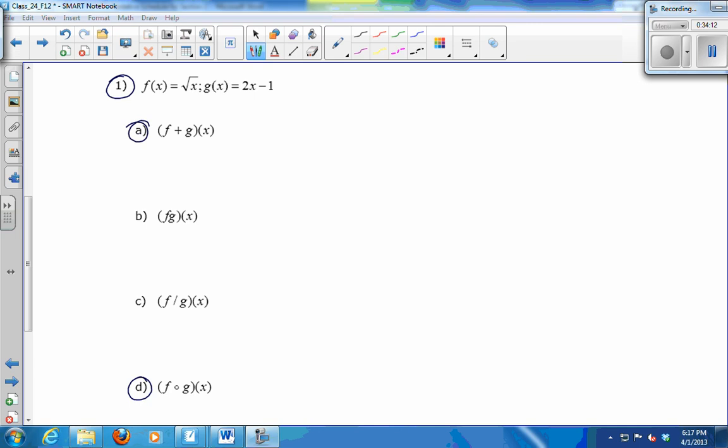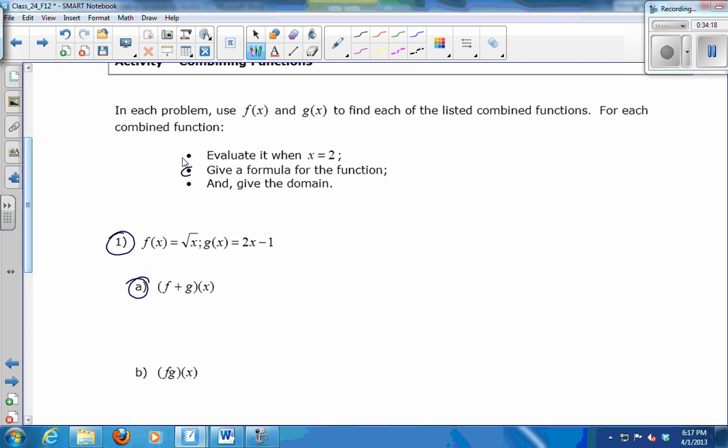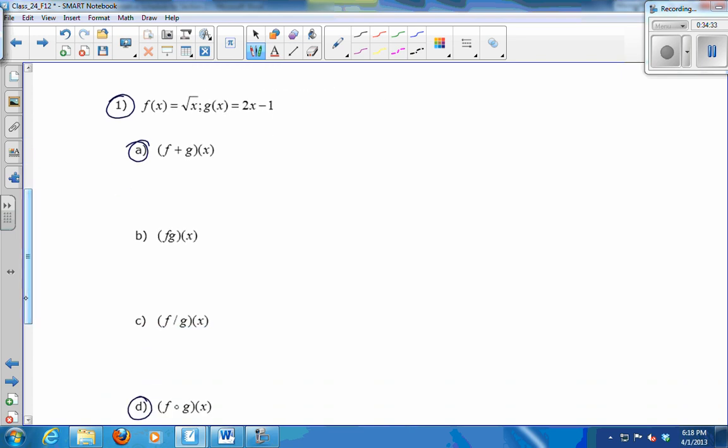Okay, so for F plus G, for me, it makes sense to do the formula first and then plug 2 into it. Some people like to plug 2 into each function separately and then add them together. Comes out the same. So whatever you like to do better. I'm going to do the formula first, then plug in 2. So F plus G, that would be square root x plus 2x minus 1.